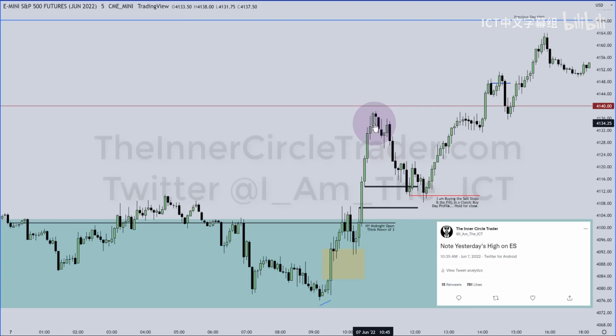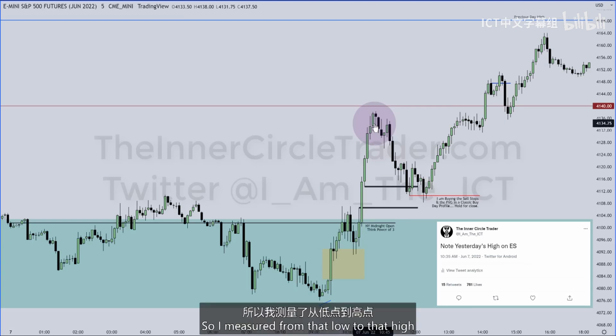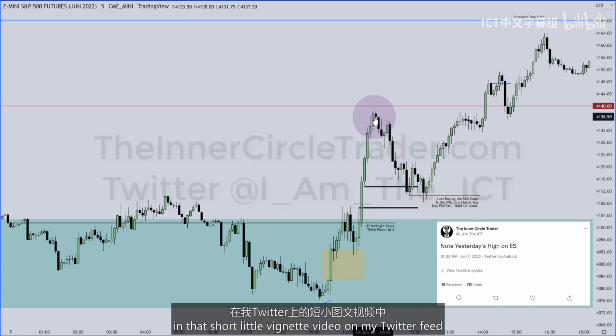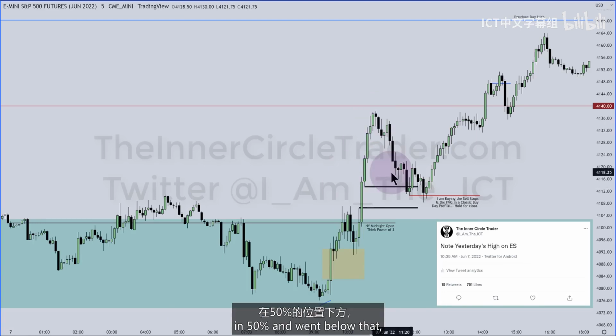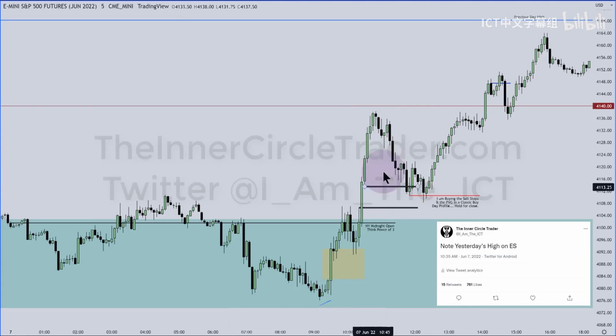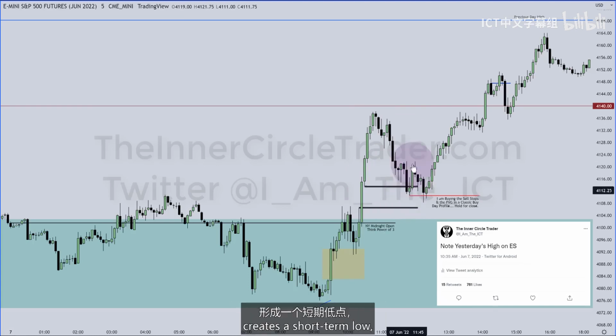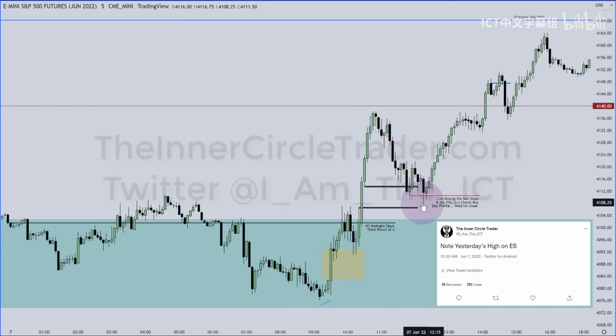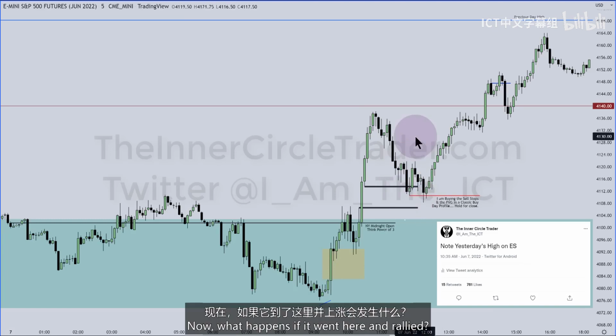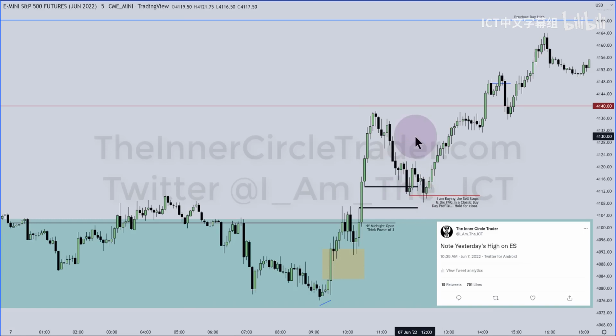And what do I want to wait for? A discount. So I measured from that low to that high in that short little vignette video on my Twitter feed, and 50%, and went below that, and that's the fair value gap. So it trades down into it here, creates a short-term low, and then drops into it here. Now, what happens if it would have gone here and rallied? Okay, well, I would have missed the move.